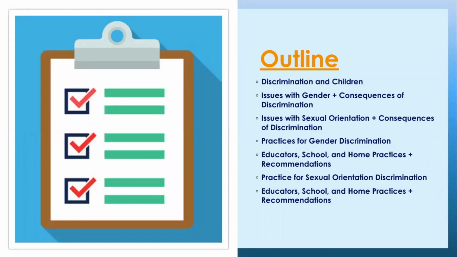First, we will introduce discrimination in children. This will include issues with gender and consequences of gender discrimination, and issues with sexual orientation and consequences of sexual orientation discrimination. Afterwards, we will discuss practices for gender discrimination, which will include various practices for educators, schools, and also the home. To finish, we will be doing the same for sexual orientation discrimination.